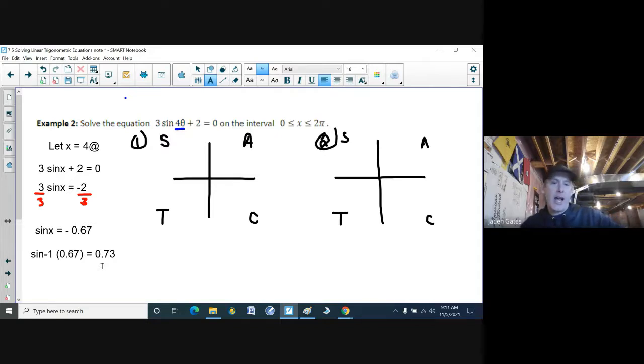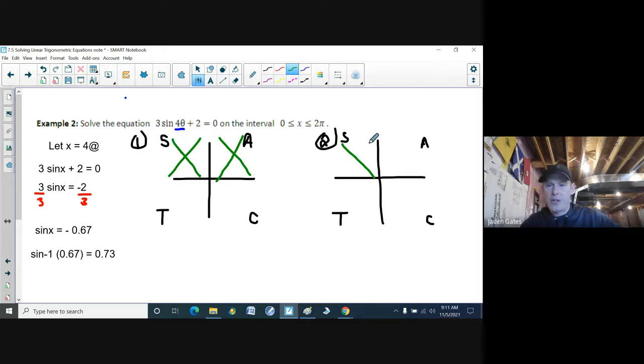Now, where are we going to be looking for this reference angle to help us out? The CAST rule. We have sine ratio is negative, so that can't happen here or here. Oh, that's the same as last time. So our terminal arm, our possible answers, have to be in the third quadrant or the fourth quadrant. And our reference angle here is 0.73 and 0.73.